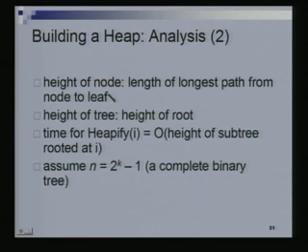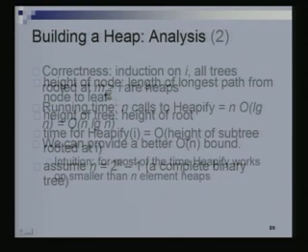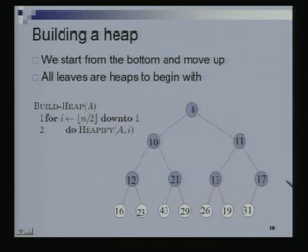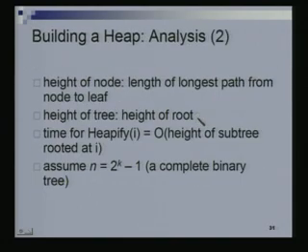Let us define the height of a node as the length of the longest path from the node to a leaf. So, the height of this node is 1, the height of this node is 2, and the height of this node is 3. We will say that the height of the leaves is 0. The height of the tree is just the maximum height of any node, which is therefore 3. So, the height of the tree is the same as the height of the root, and it is 3 in that example.